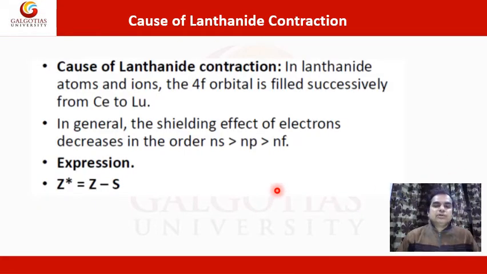Now, what is the cause of lanthanide contraction? In lanthanide atoms and ions, the 4f orbital is filled successively from cerium to lutetium, and in general, the shielding effect of electrons decreases in the order ns, then np, then nf. How can we express this? The effective nuclear charge equals Z, that is the atomic number, minus the shielding constant.